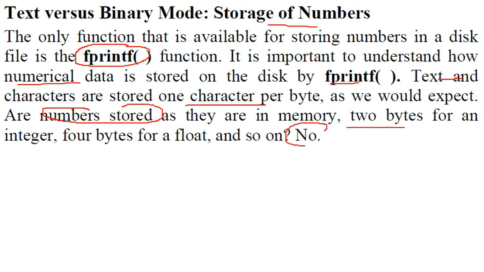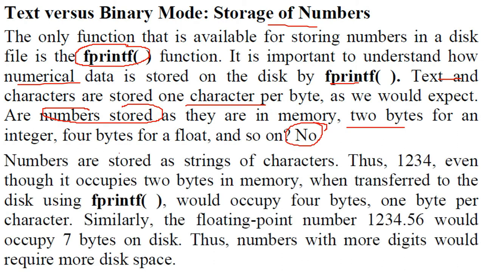The answer is no. It is not stored like this. The numbers are stored as just a string of characters. If this is a number 1, 2, 3, 4, even this occupies 2 bytes in the memory. When it is transferred to the disk using fprintf, it would occupy 4 bytes. How? This is 1 byte, 2 byte, 3 byte, 4 byte. That is 1 byte per character.